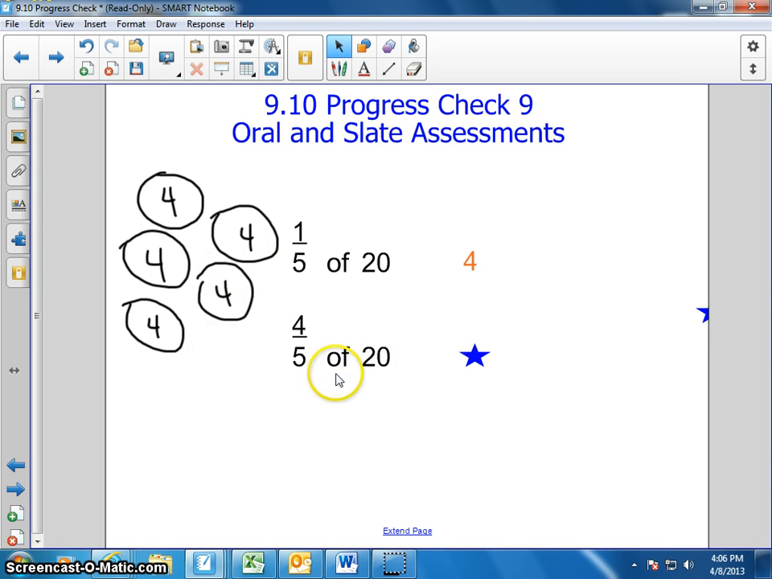And what about the second one? 4/5 of 20. Well, we know it's going to have to be 4 of these groups, right? And the answer is 16.